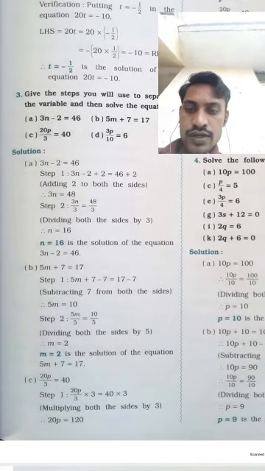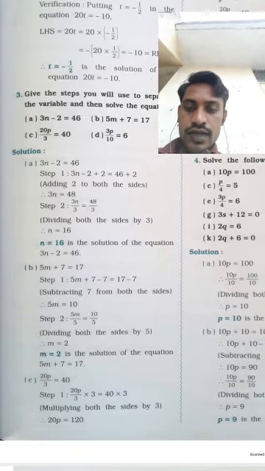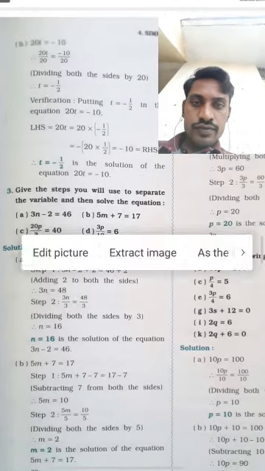Okay, C1, 20p divided by 3 is equal to 40. First step, 20p by 3 multiplied by 3 is equal to 40 multiplied by 3. Here on both sides multiply by 3. So 20p, the 3 cancels, 40 times 3 is 120. Now here what is the value of p?